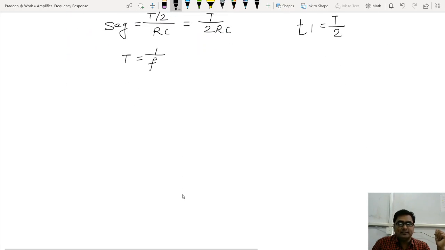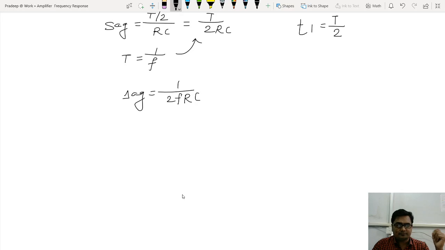Put the value of T in the above equation, the equation of sag. So I will again write sag is equal to, now putting this value of T, it is 1 divided by 2F, RC will be as it is. Sag is equal to 1 divided by 2F RC. Now if I rearrange this equation, or divide and multiply the same with pi, then what will I get? See, I am multiplying pi to the numerator. Then obviously I need to do this.